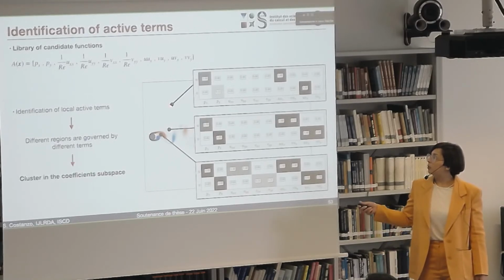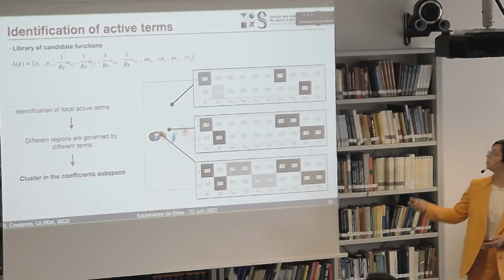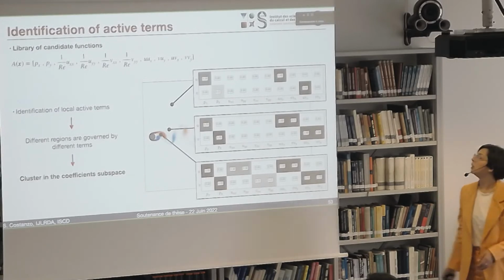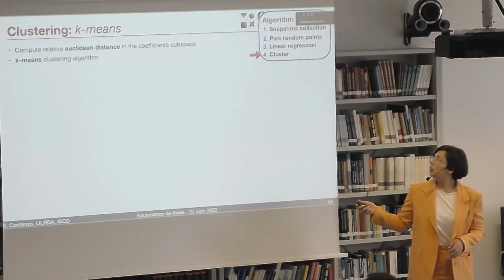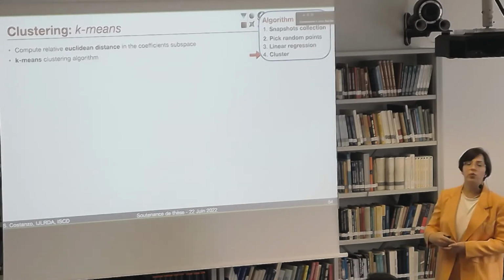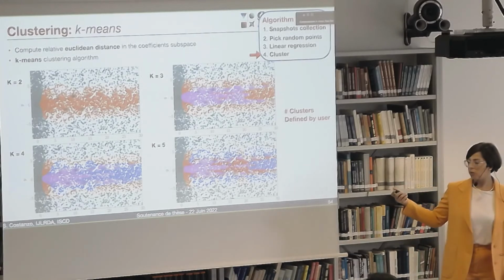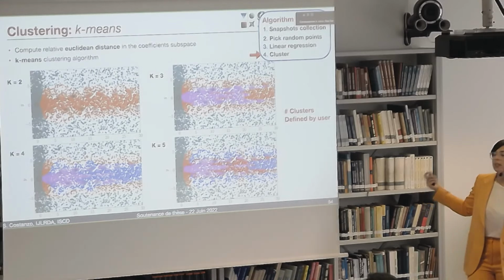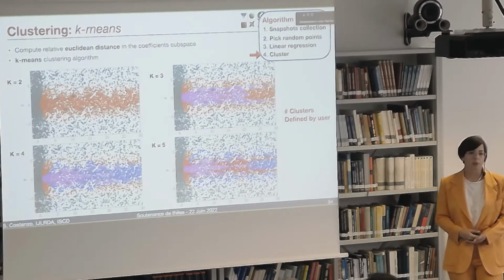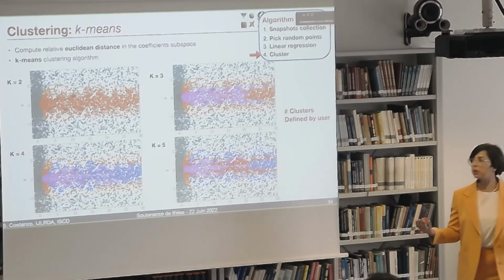Now I want to cluster my points. Imagine I have points all over the domain, clustered based on the dynamics. So I cluster in the coefficient subspace. When we talk of clustering, the first thing to try is the K-means algorithm. So we compute the relative Euclidean distance in the coefficient subspace, and then we call the K-means clustering algorithm, which works pretty well. It gives what we expect in the cylinder flow: we always have a wake region and a free stream region with some intermediate layer. But the thing with K-means is that the number of clusters is defined by the user. So how do I know a priori which is the right number of clusters?